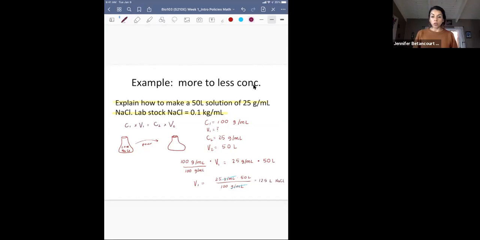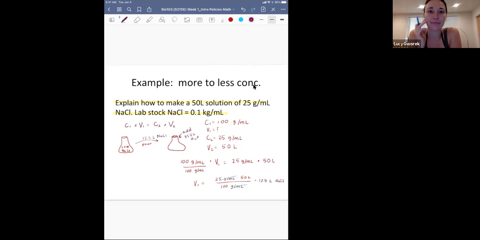Okay. So the instructions are then to pour 12.5 liters of 0.1 kilogram per mil NaCl stock into an empty beaker. Then add 37.5 liters of deionized water to that same beaker and mix well. Those are your 3 steps. Add the solute, add the solvent, mix it up. Voila, you're done. Thank you. All right, thank you so much.